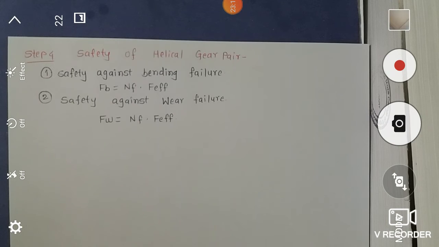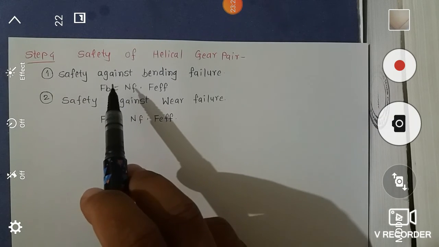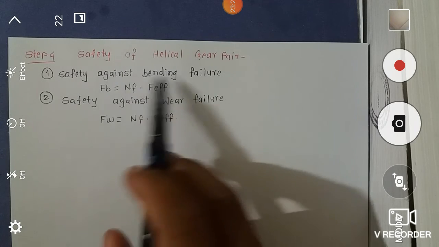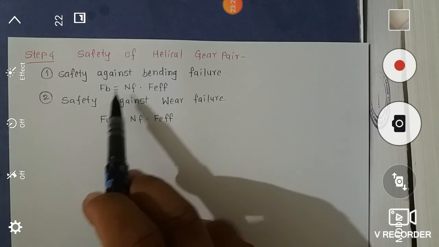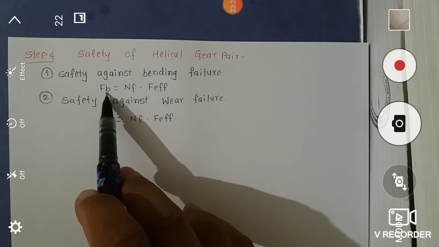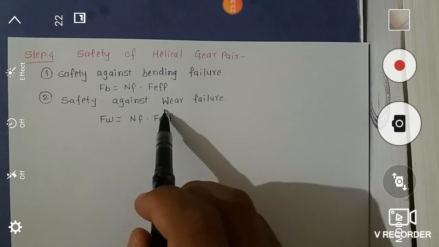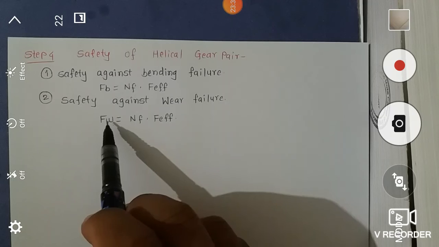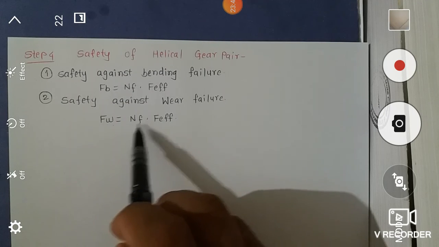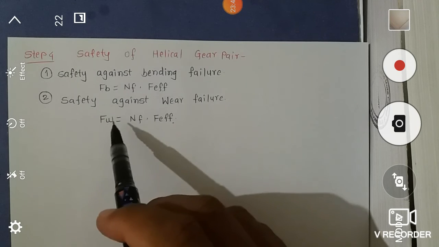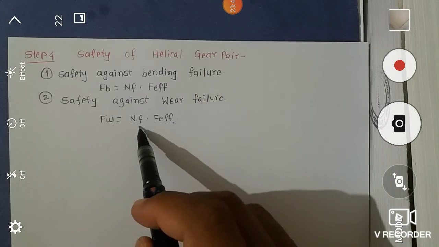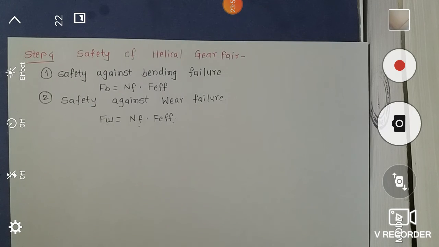After getting that F effective value, the last step is step 4, that is safety of the helical gear pair, check safety against bending failure. If we calculate FB and FW, then compare FB and FW value, which is less. If FB is less than FW, then your gear is weaker in bending, so use this equation: FB is equal to factor of safety into F effective. If the gear is weaker in wear, that is Fw is less than Fb, then use this relation: Fw is equal to factor of safety into F effective. Substitute all the values, Fw and F effective, calculate the factor of safety, and compare this factor of safety with the available factor of safety.